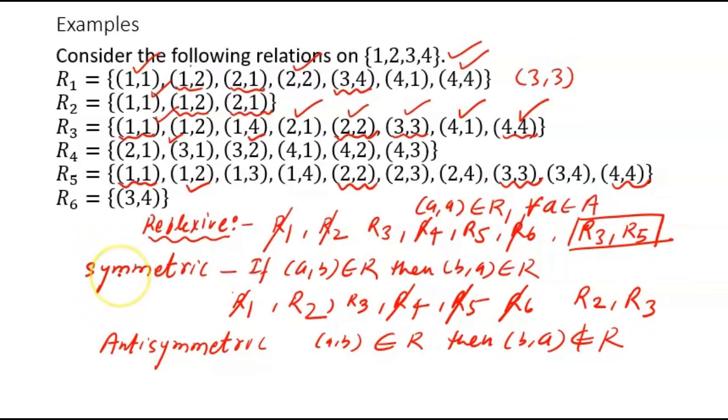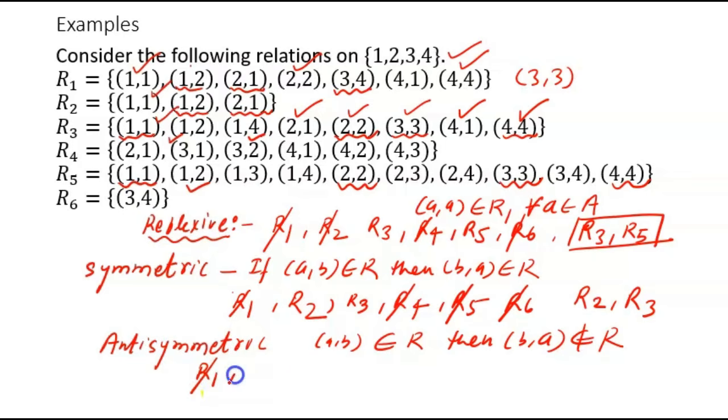So now look at the relations one by one. What about R1? Is R1 antisymmetric or not? Here (1,2) is there and (2,1) is also there. So both (1,2) and (2,1) are there. So antisymmetric?